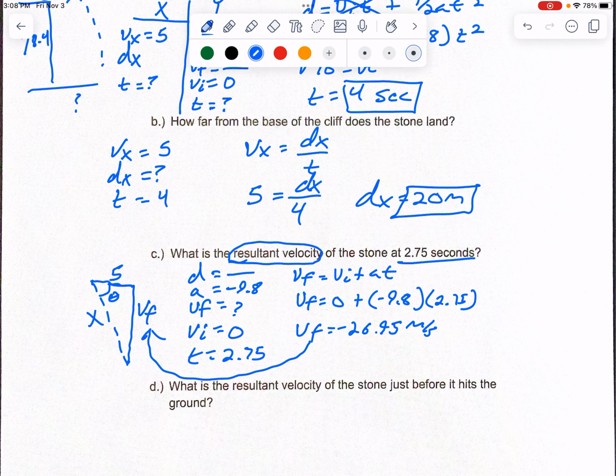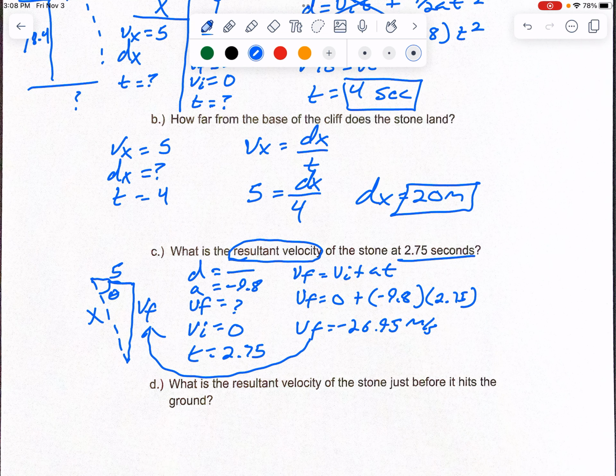So if I know two sides of a triangle, I should be able to find my hypotenuse and my angle. To find my hypotenuse, we're going to do the whole a squared plus b squared thing. So we're going to take the square root of a squared plus b squared, so 5 squared plus negative 26.95 squared. Sorry, I'm running out of room. So take the square root of both those squares and you get a resultant velocity of 27.41 meters per second. Now that is your magnitude. We don't know our direction yet.